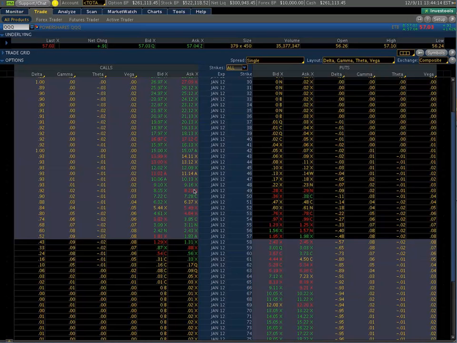In contrast, if you were to purchase the 50 strike price option, with the 90 delta, if the Qs would rise by $1, you'd receive a 90-cent profit. However, the return on that investment is approximately 12%. So you can see the percentage gains are much greater for out-of-the-money options than they are for in-the-money options.